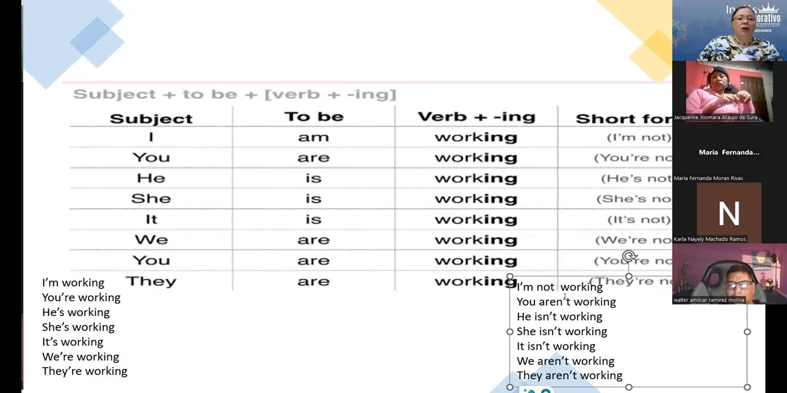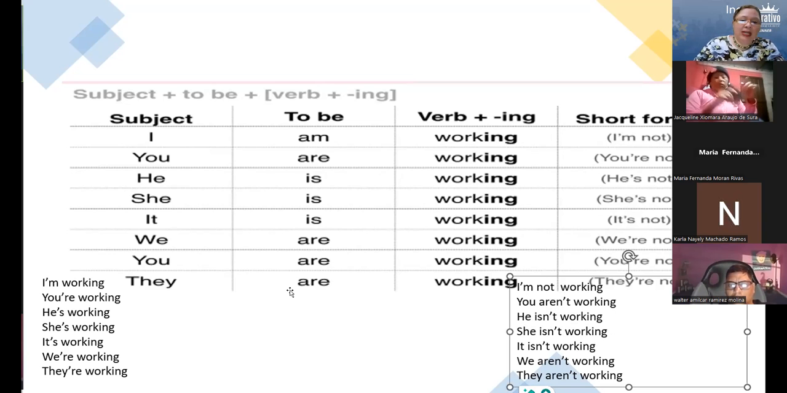I emphasize the negation. But in this one, I just emphasize the activity. For example, you aren't working. He isn't working. She isn't working. It's more important the action, the activity. Okay? So this is the most common way.